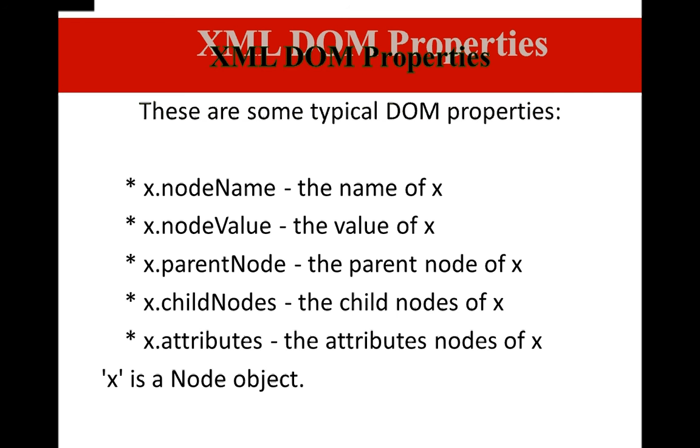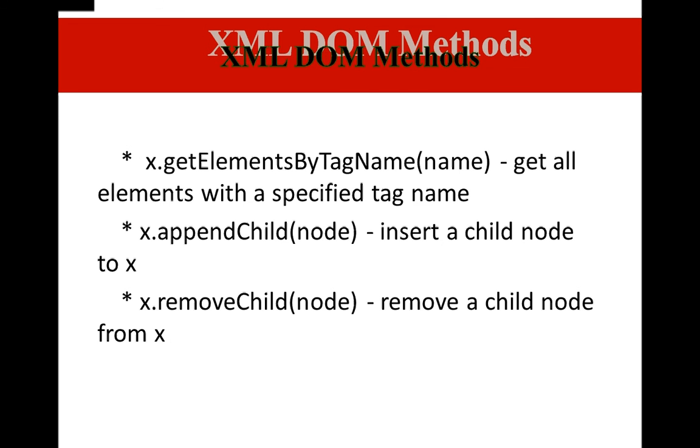Apart from that, we have to learn what methods are involved. There are three major methods available. getElementsByTagName helps to access the entire XML document. appendChild is meant for inserting a child node, and removeChild deletes a node from a tree. Let's look at a simple example.